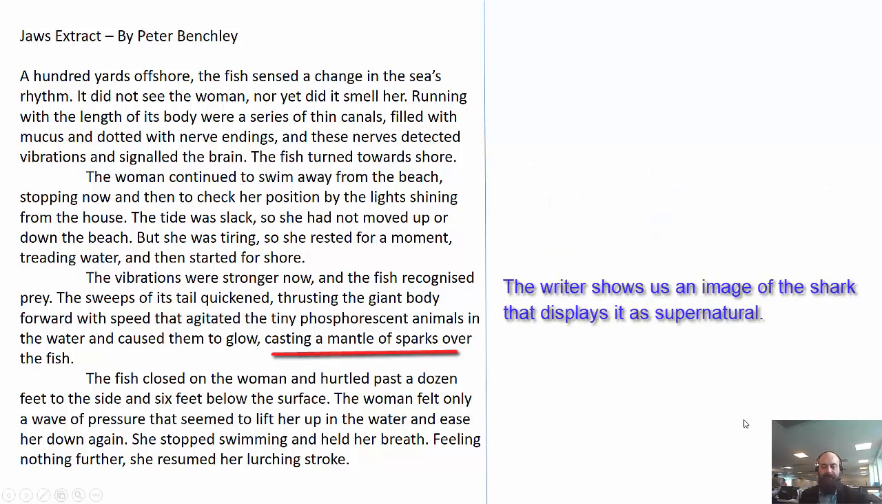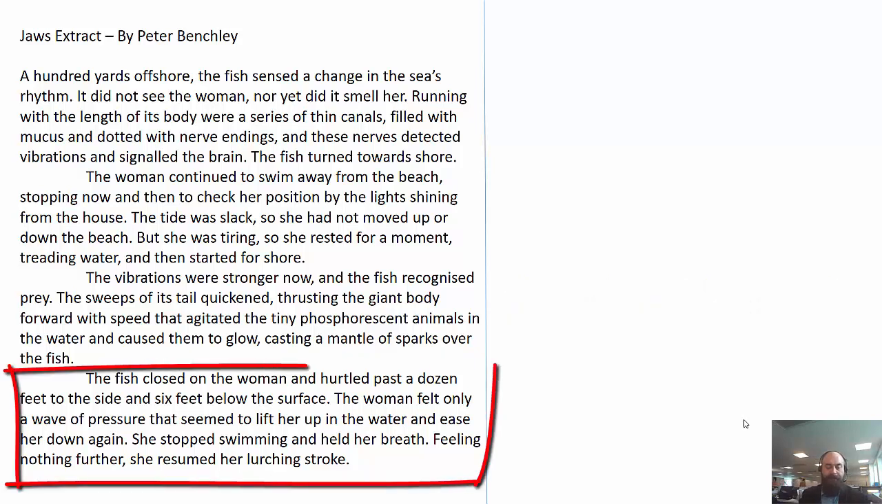And then this fourth paragraph is the first paragraph where the shark and the woman have been mentioned in the same paragraph, as the shark hurtles past the woman. And obviously the effect of this is we know that the shark has caught up with her. And she's still completely unaware of its presence. So we, the reader, know that the shark is there, it's just hurtled past her, and she's still completely oblivious, just resuming her lurching stroke in the water.